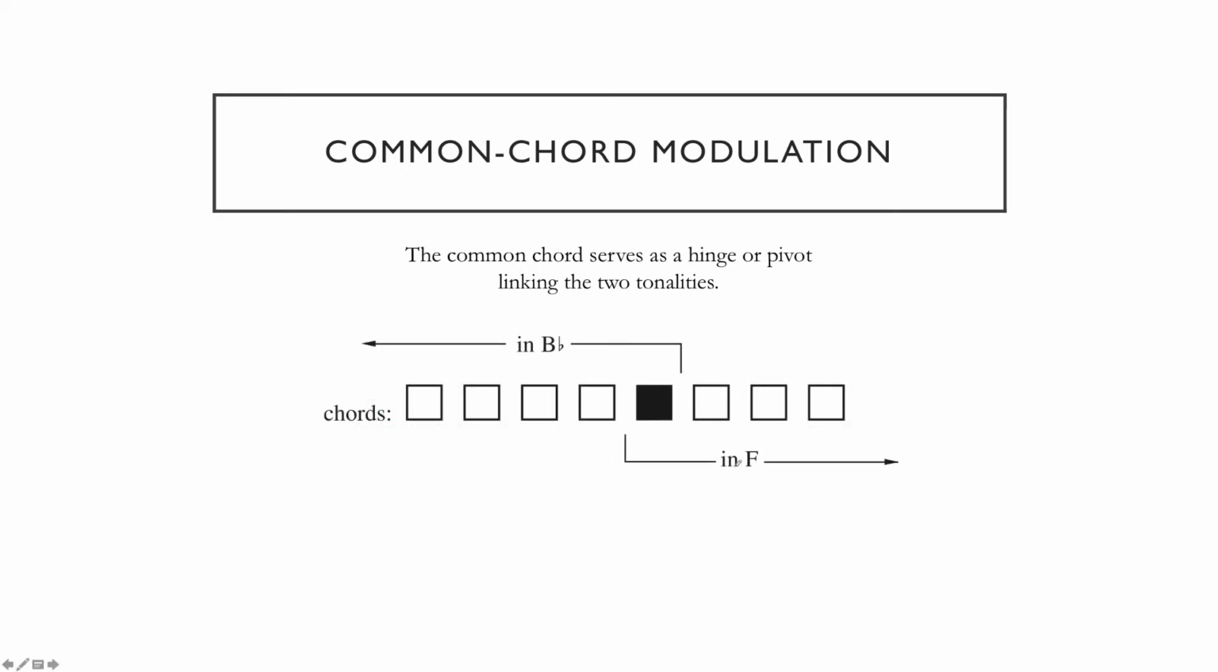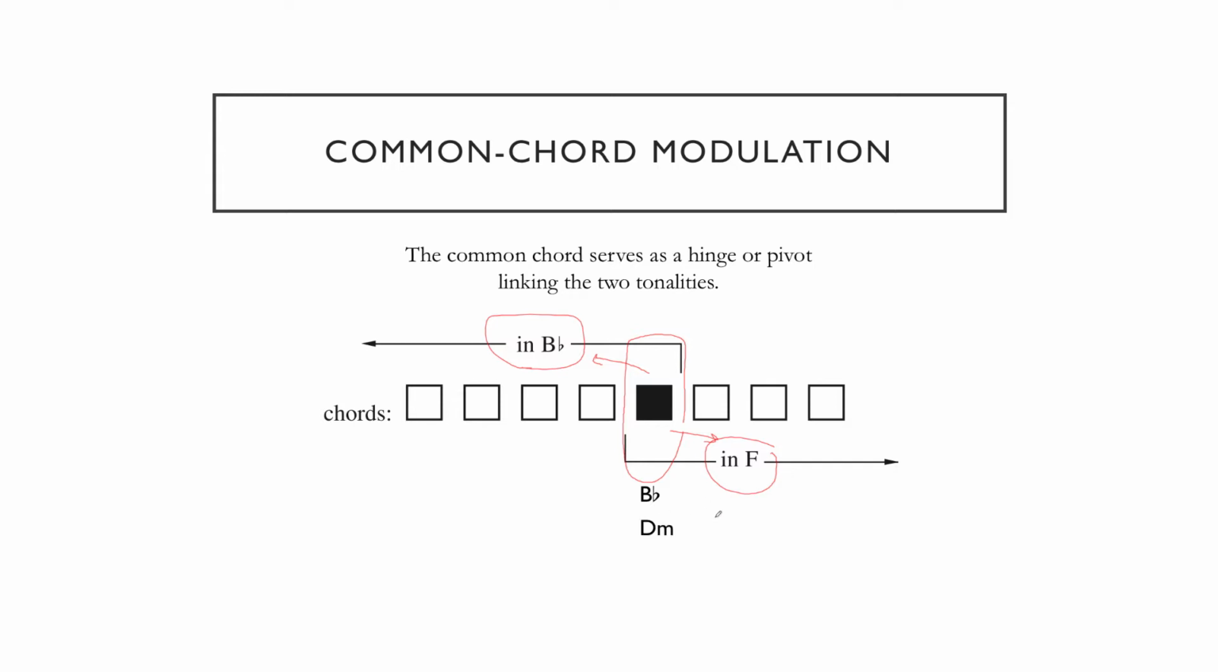In music language, let's say we are in B flat major and we want to modulate to F major. And this is what we call a common chord. This chord should belong both to B flat major and also to F major, and this is the linking point between two tonalities. It could be B flat major, for example, the first degree of B flat major, also the fourth degree of F major.